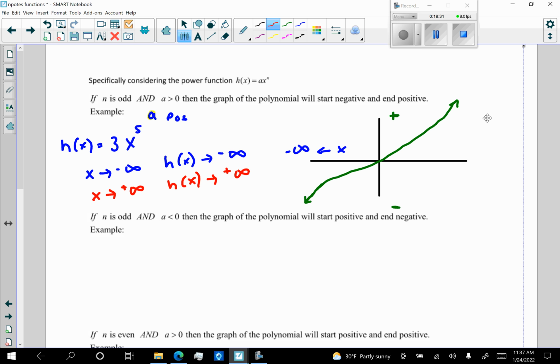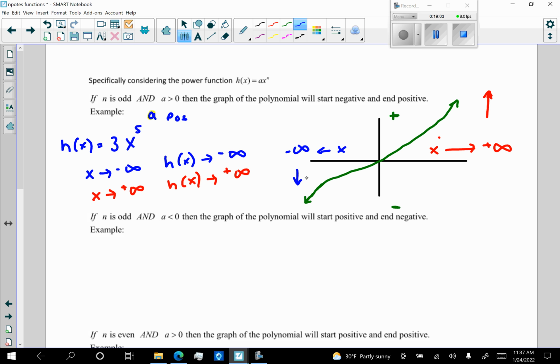So this guy is shooting off. As x goes to positive infinity this way, the function, you can see, goes to positive infinity. And in like manner, as x goes to negative infinity, that function goes to negative infinity. That 3x to the 5th.